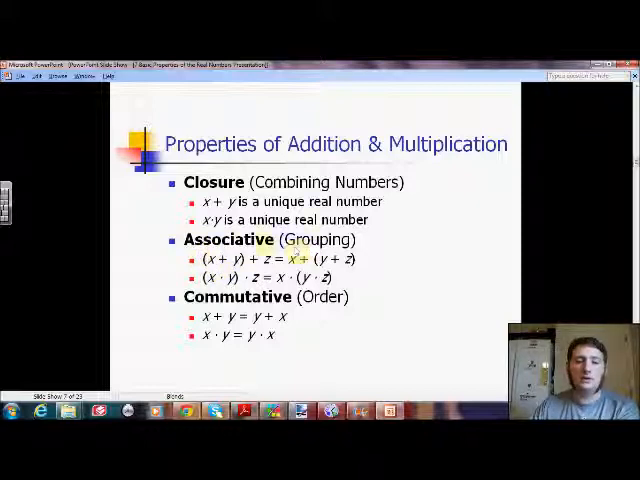Associative property is the idea of grouping. And so if you've got these things all being added together, it doesn't really matter where the parentheses are. It doesn't matter who you group and add first. Same thing with multiplication. Commutative is the idea about order. x plus y would be the same as y plus x. And same thing with multiplication.